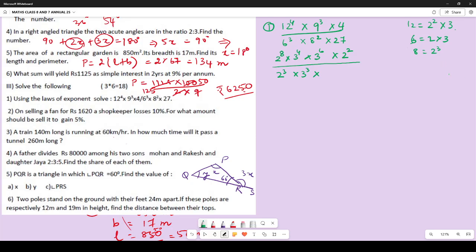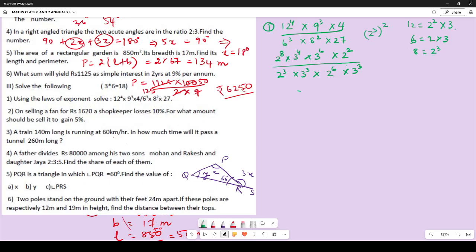Now see, this becomes 2 to the power 6, because this is 8 to the power 2, right? So what it means is 2 to the power 2 multiplied by 2. Here the powers are multiplied, the same way I have been changing these powers, okay? And 27 is 3 to the power 3.